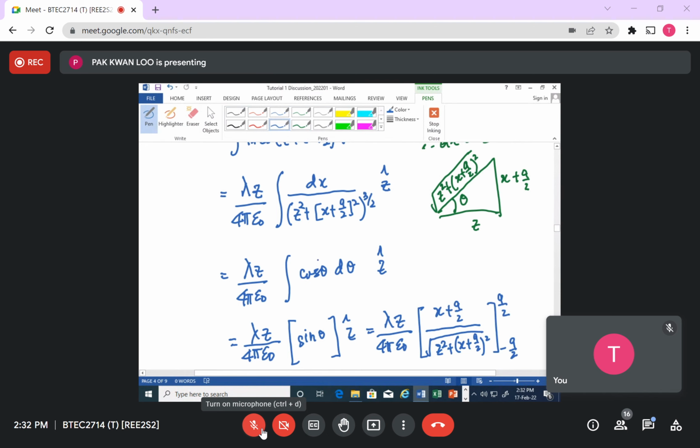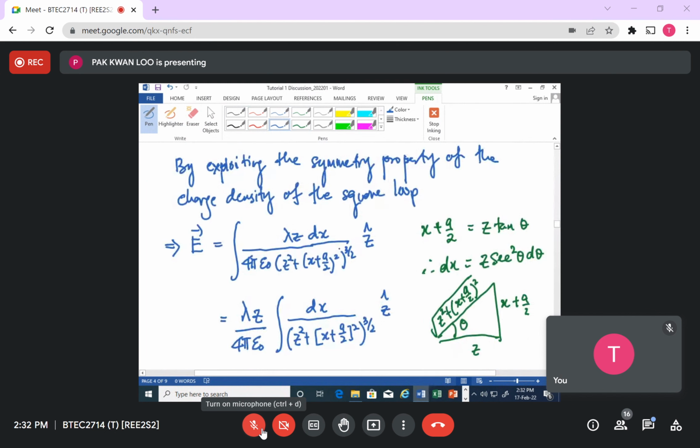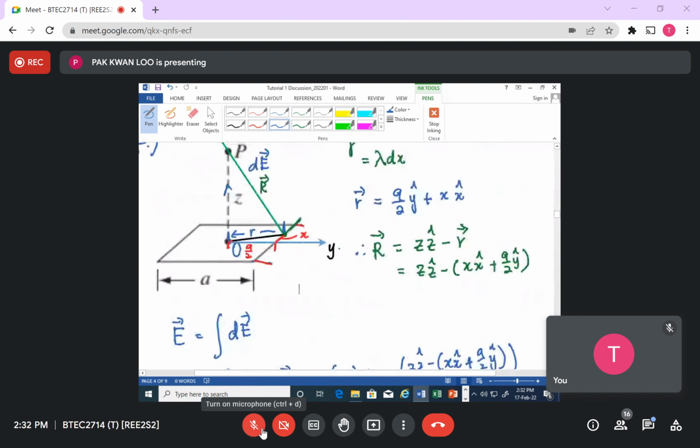If we look back at the diagram here, since O is the origin, this edge here has a vertex at negative a over 2, and the other vertex will be at a over 2. So the integration limit is from negative a over 2 to positive a over 2.